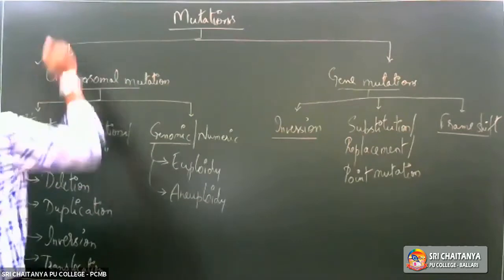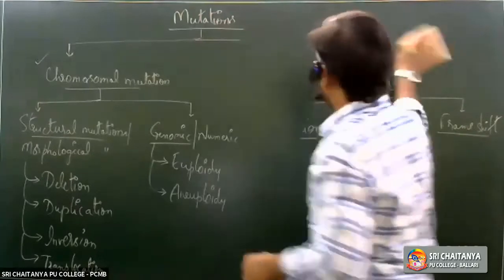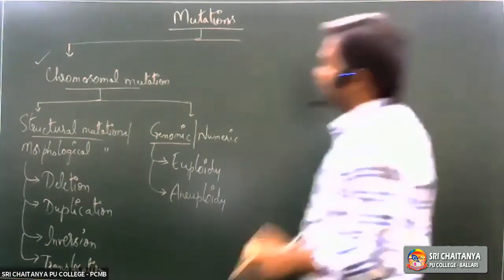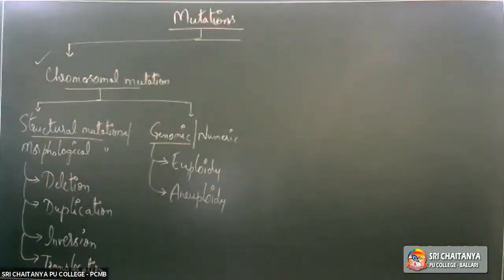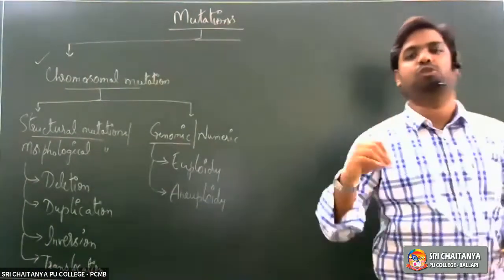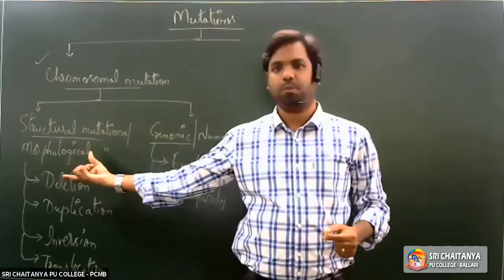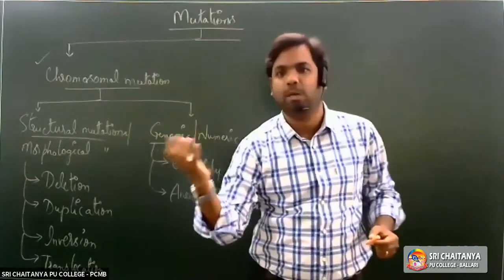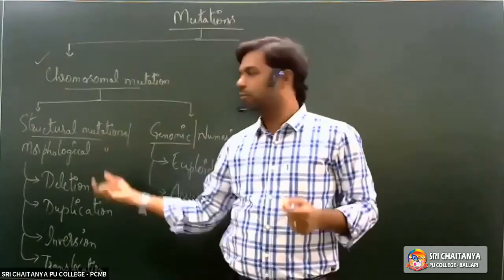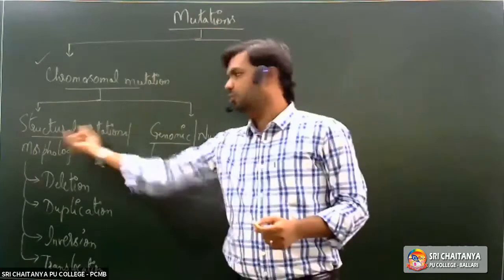Let us first begin with chromosomal mutation, and under it, the structural mutation. As we have already said, if there are some changes happening in the structure of the chromosome, then we call it a structural mutation. There is some sort of alteration happening to the structure. We also call it chromosomal mutation or chromosomal aberration or structural mutation.